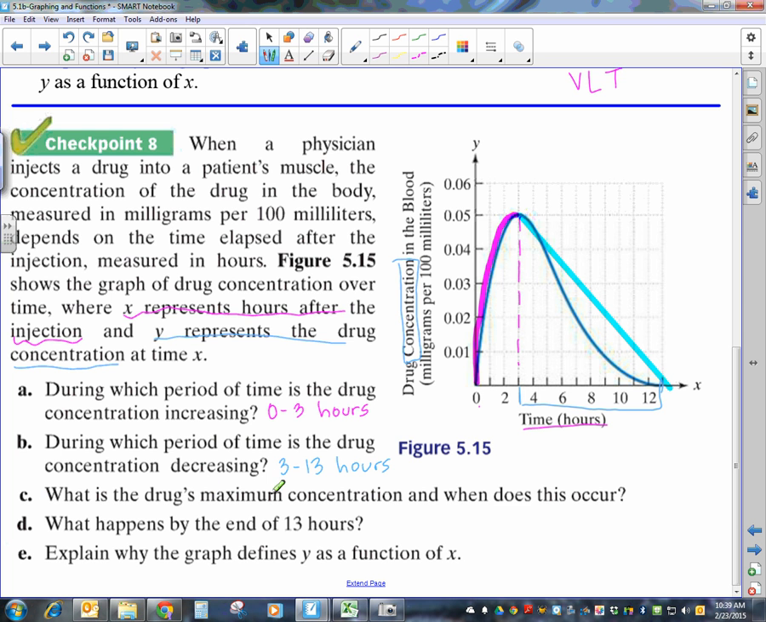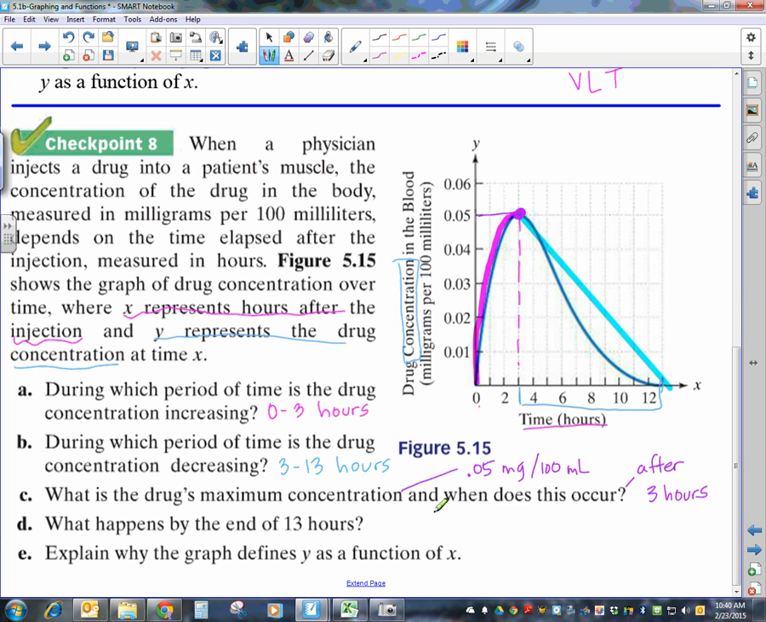What is the drug's maximum concentration, and when does this occur? Maximum is a high point. So the high point, what is that concentration? That concentration is 0.05. You have to have units. That's milligrams per 100 milliliters. That's how you abbreviate milliliters. When does this occur? This would be after 3 hours. So we're answering both parts of that.